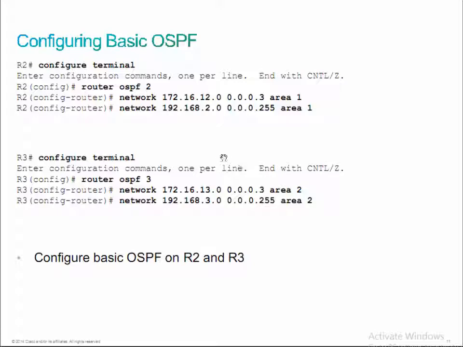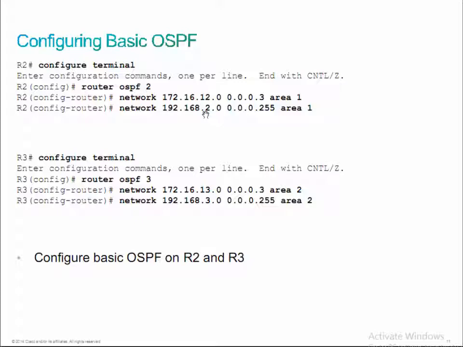So as far as network statements go, they do the same two things that we talked about when we started to talk about EIGRP. Actually, EIGRP was the first time that we talked about the concept of a network statement. It tells the router which interface to run the protocol on, but it also instructs the routing process which networks are going to be included in the routing updates and the advertisements.